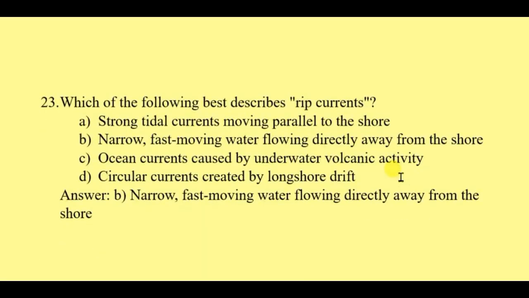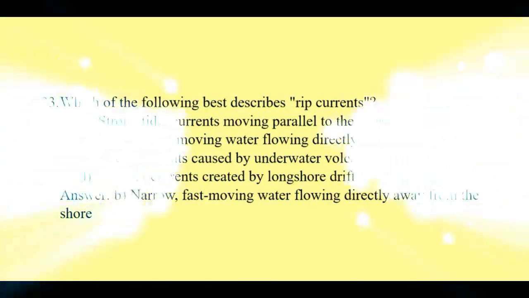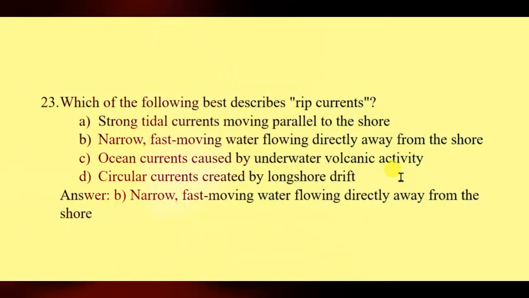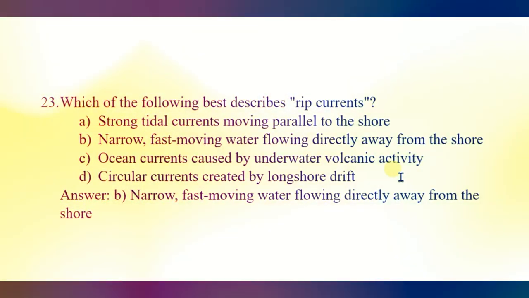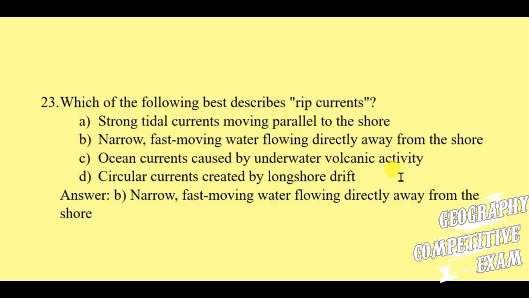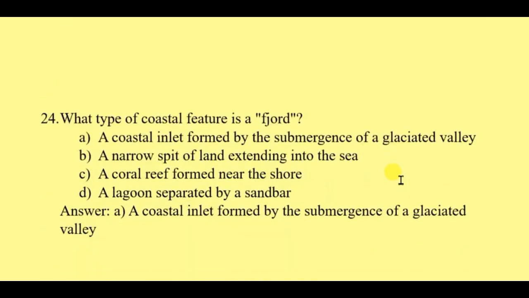Question 23. Which of the following best describes rip currents? Strong tidal currents moving parallel to the shore, narrow, fast-moving water flowing directly away from the shore, ocean currents caused by underwater volcanic activity, circular currents created by longshore drift. Here the correct answer will be narrow, fast-moving water flowing directly away from the shore. This is a very dangerous rip current.